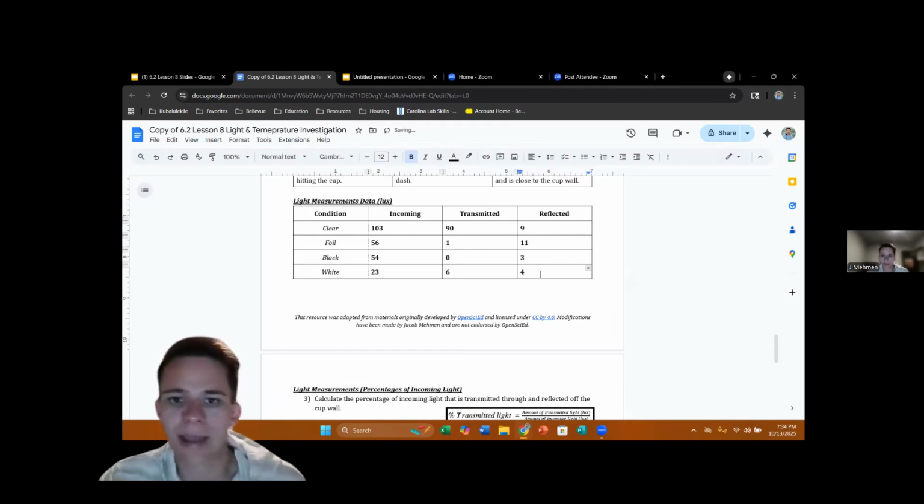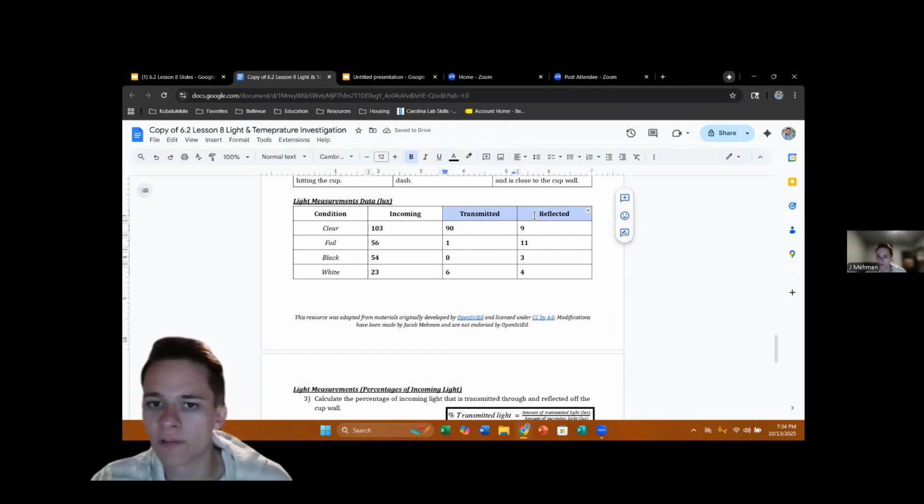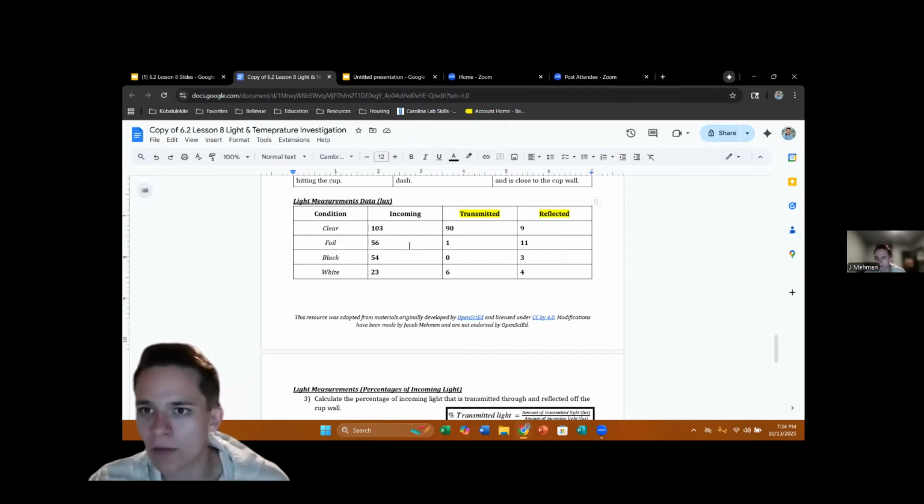Now, here's the problem. I have all of these numbers and I'm really focused on the transmitted and reflected, but unfortunately, they all had different amounts of incoming light. So that's not providing me a very meaningful way to compare these numbers. So what I'm going to do is take a percentage. I'm going to say how much of our total light, our incoming light, was transmitted. How much of our total light, our incoming light, was reflected? And then obviously the last interaction that light can have with matter is being absorbed, but we can't directly measure that. And we'll discuss that in a second.